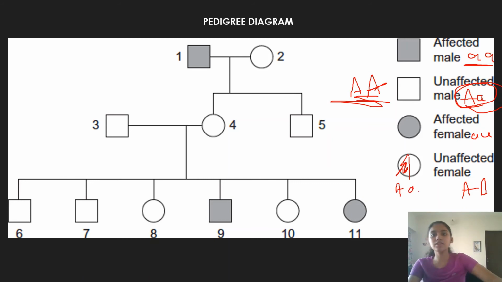Let's focus on this first. Here, let's look at this diagram. 1 is an affected male, as you can see. 2 is an unaffected female. When they breed together, they have 2 children, one male and one female. Both are unaffected, which means the recessive allele could have been passed on, but because there are no 2 recessive alleles, they are not affected.